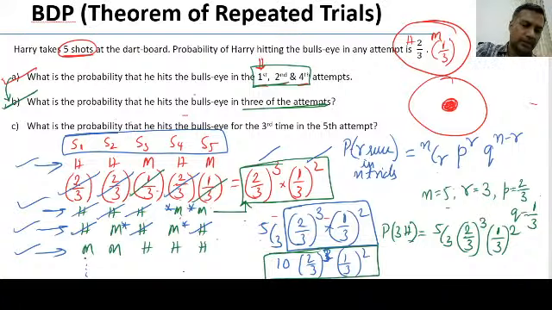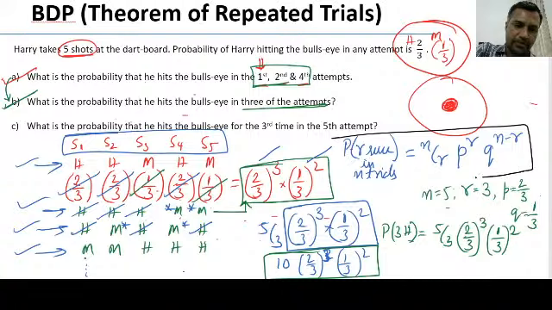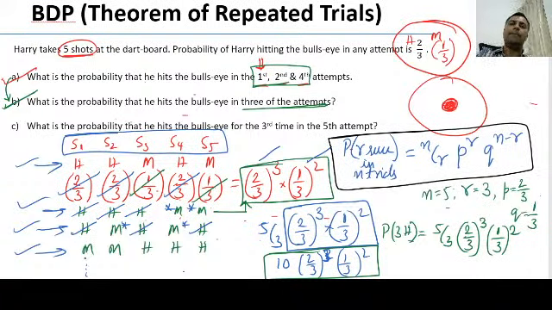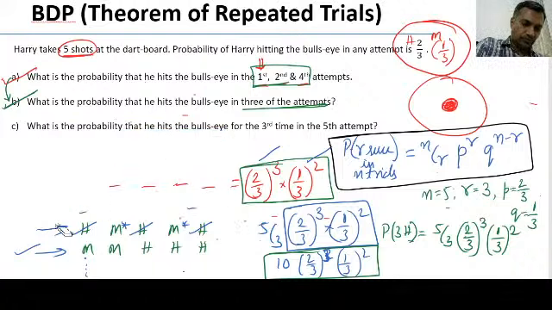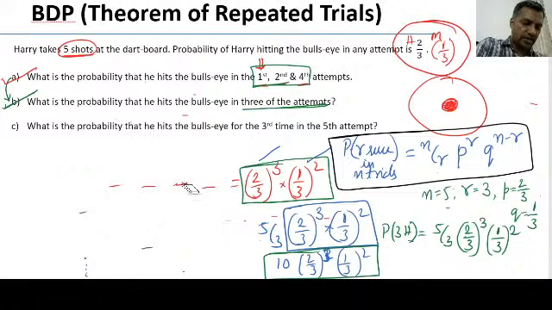I want you to remember this. This is important, the theorem of repeated trials, or binomial distribution of probability. Which way you remember doesn't matter, but you should remember it. If you got this particular point, let's try and work on part C of this question.